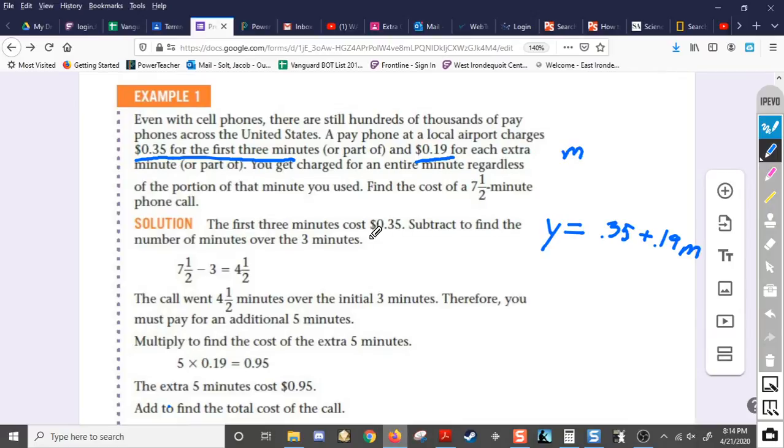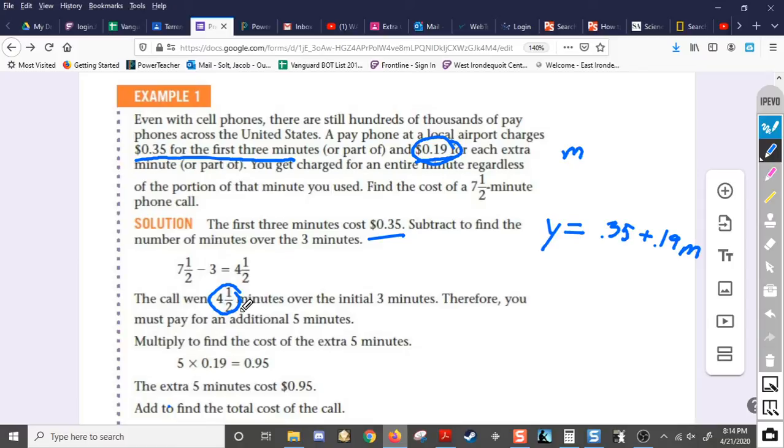The first 3 minutes are going to cost 35 cents. We're going to subtract the number of minutes over 3. So we're going to take 7.5 minus 3, which equals 4.5. This 4.5, that's going to get charged the 19 cents per minute, right?